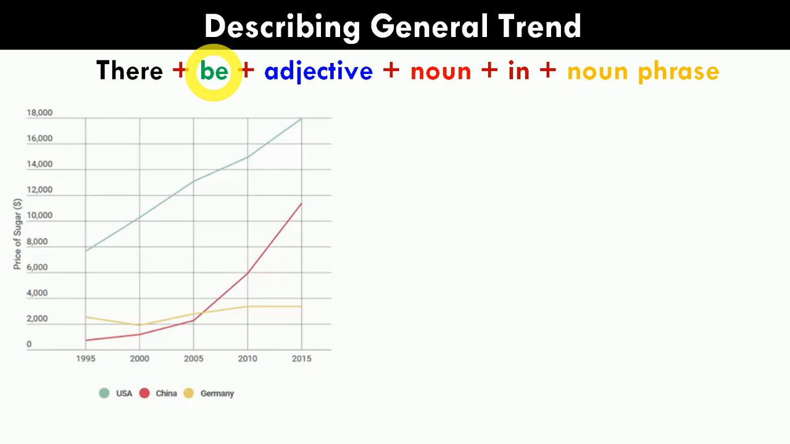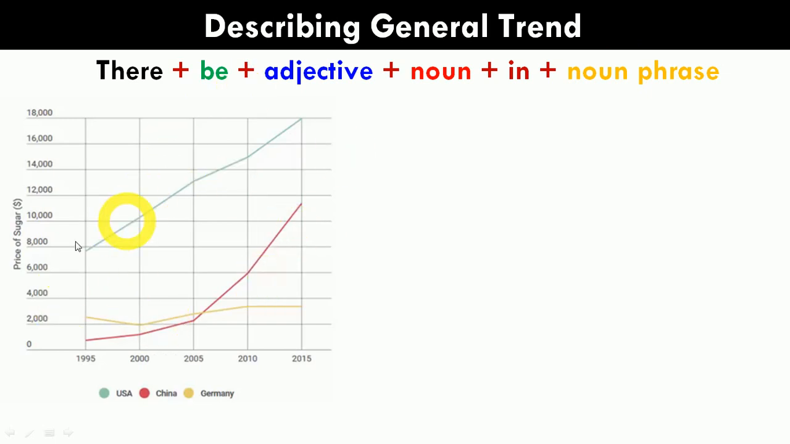It depends on the tense we want to use in our answer, and the tense depends on the graph we are given. Here, if you look at this x-axis, we are given the data of the past. So for sure we are going to use past tense. Then we have to put an adjective, chosen from the list we have already seen. Then we'll put a noun, then the preposition in, and at last a noun phrase. Now, the noun phrase is nothing but the entity which is changing in the graph.